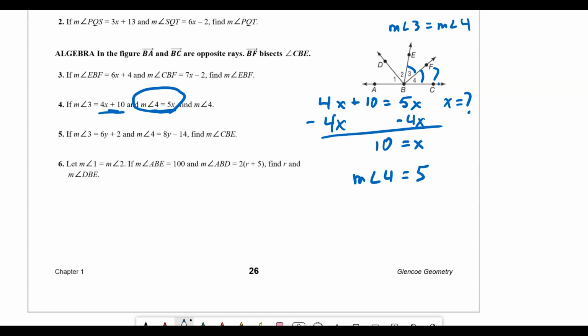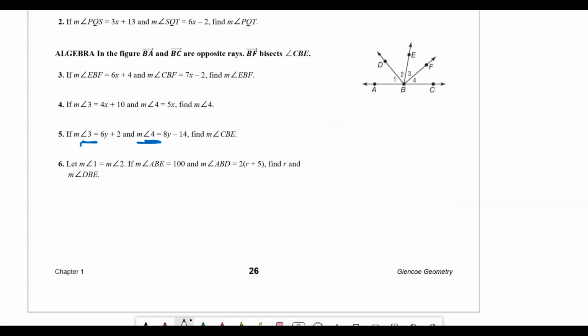So angle 4 is 5x, so hopefully you plug that in. 5 times 10, and said that the measure of angle 4 is 50 degrees. So here again, they give us angle 3 and angle 4, and we've said from the beginning here that these two are equal to each other. So what's the correct equation to set up to start this? Answer that in the Edpuzzle.